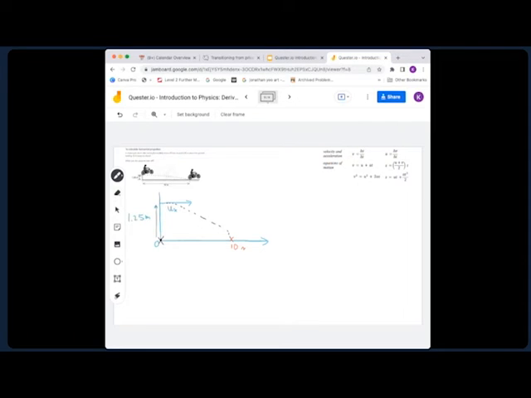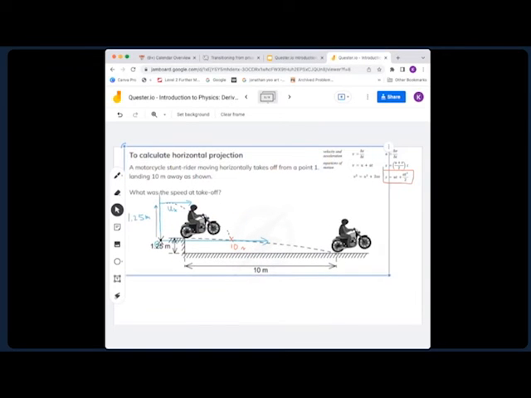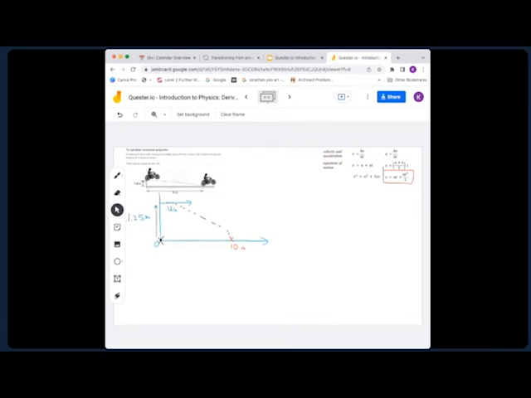Okay, cool. So what we're then going to do is, as mentioned before, take this equation over here, and we're trying to find out the initial velocity. Let me just zoom back into the question. Our question asks, what was the speed at takeoff? So we're trying to find out what ux is basically, our initial velocity.